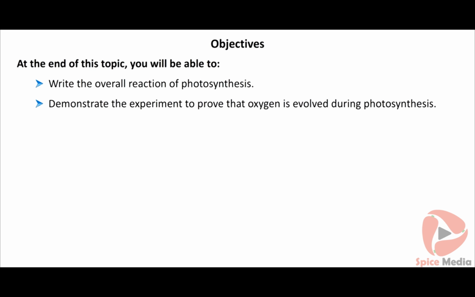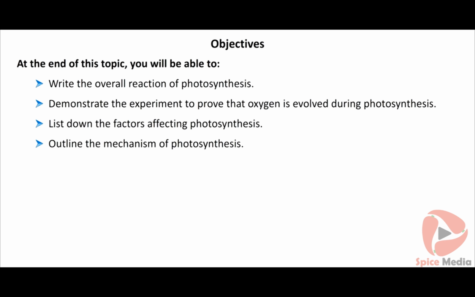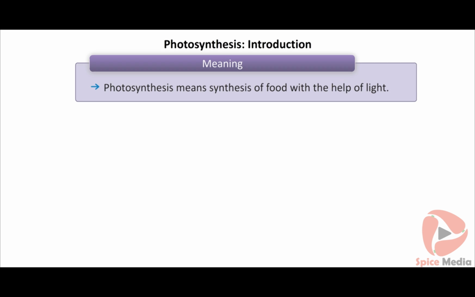Photosynthesis. At the end of the topic, you will be able to write the overall reaction of photosynthesis, demonstrate the experiment to prove that oxygen is evolved during photosynthesis, list down the factors affecting photosynthesis, outline the mechanism of photosynthesis. Photosynthesis means synthesis of food with the help of light.